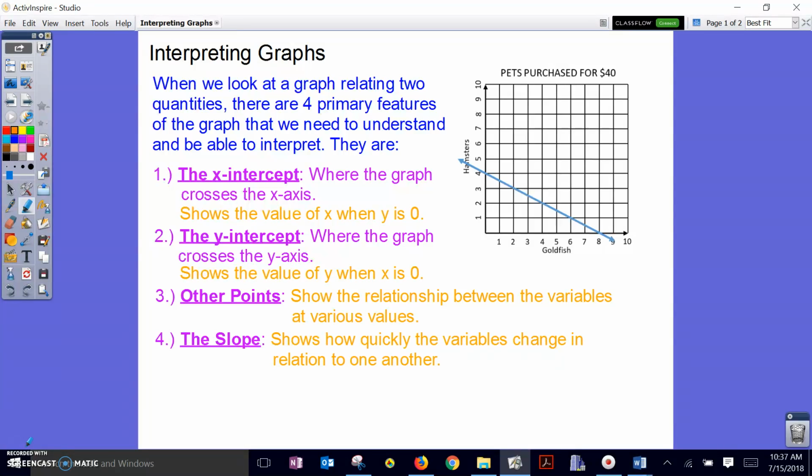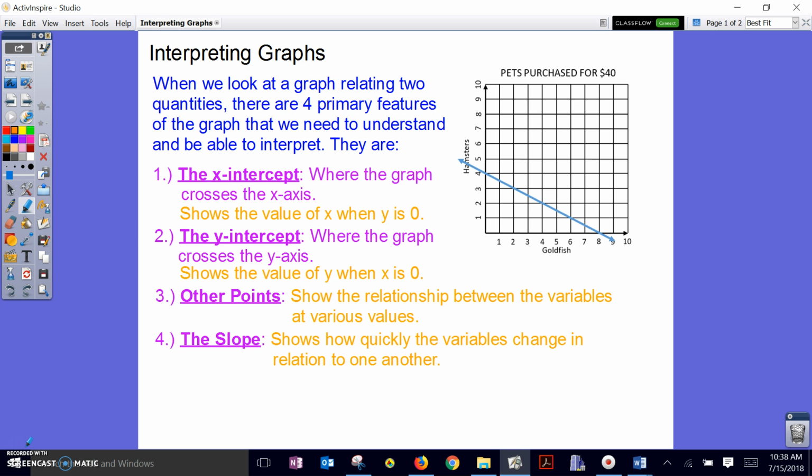Alright, in this video we're going to talk about how we interpret graphs when we see graphs relating to quantities, and how we can attach real-world style meaning to the information that we see in a graph. I'm going to use this graph off to the top right, which is a graph of a line that represents the number of pets that can be purchased for $40 at a pet store, and you can see the axes are labeled and numbered so that they'll be easy for us to read.